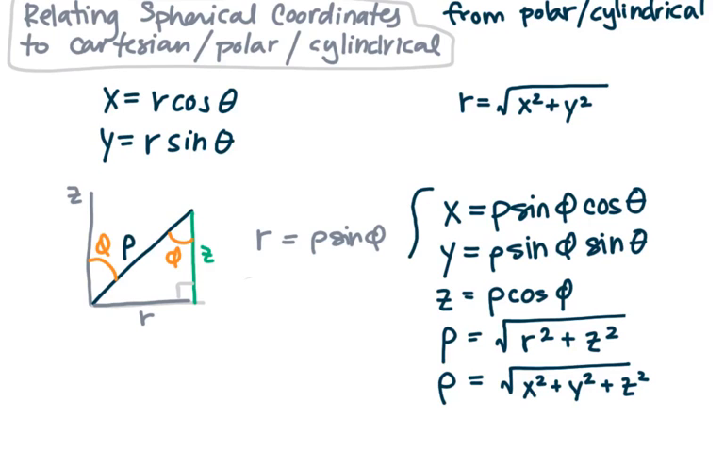So these are the formulas we need to know or to be able to use to relate Cartesian, polar, cylindrical, and spherical coordinate systems. Let's do one example where we convert rectangular into spherical, or I should say Cartesian into spherical.